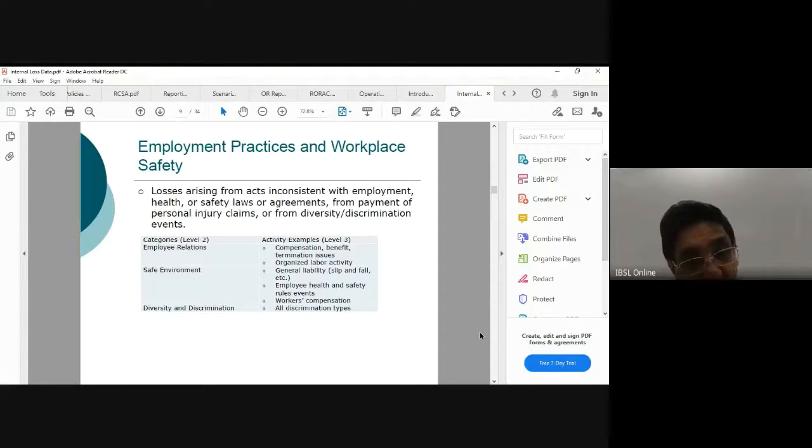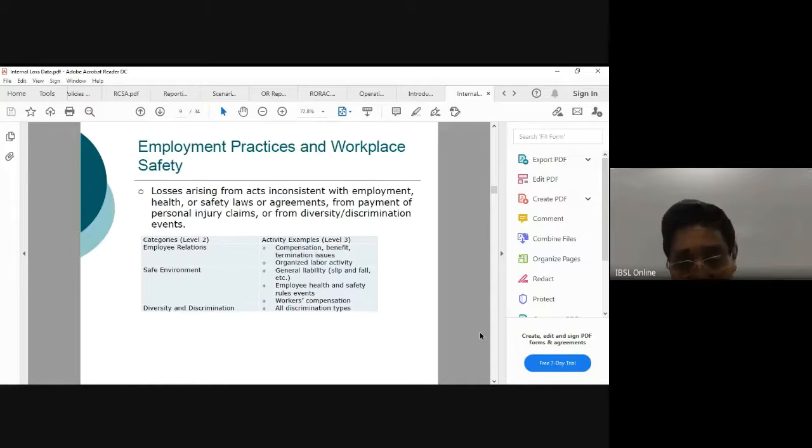Employment practices and workplace safety. I think it is very important for you to go through each and every risk event type and have an idea about level 1, level 2, and level 3. Now, losses arising from acts inconsistent with employment, health or safety laws or agreements.